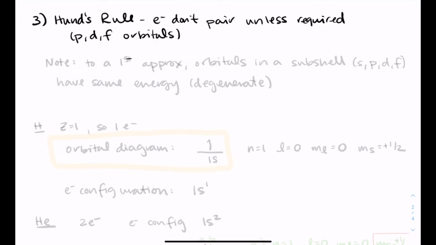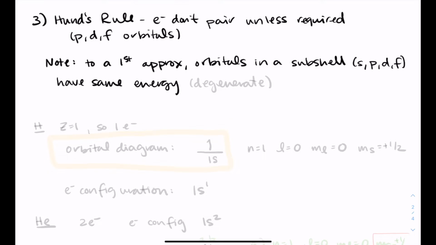So what we're using with this rule is the idea that, to a first approximation, orbitals in a subshell, so like all of the 3p orbitals, and I mean principal quantum number 3, so 3p, those 3 total p orbitals all have the same energy. And the word that we use to mean that they have the same energy is degenerate. So we would say that the 3p orbitals are degenerate.